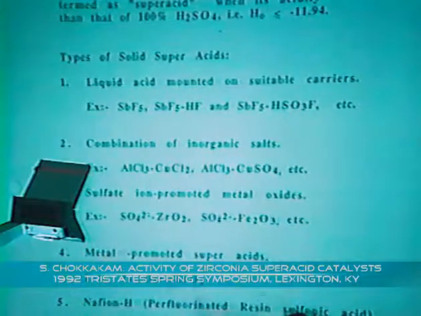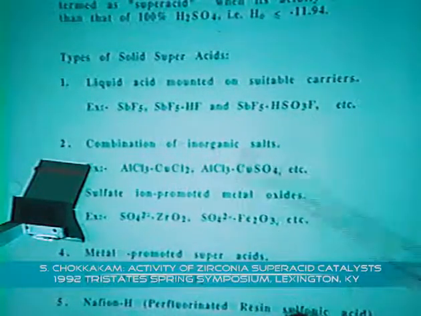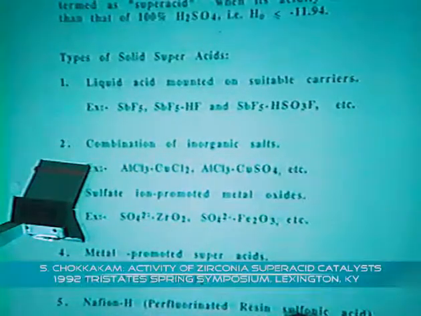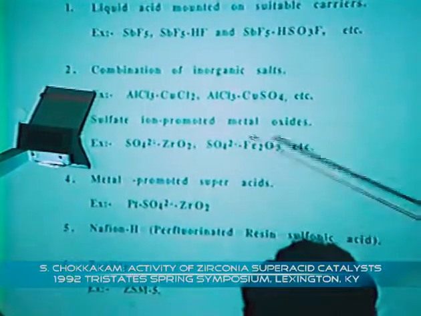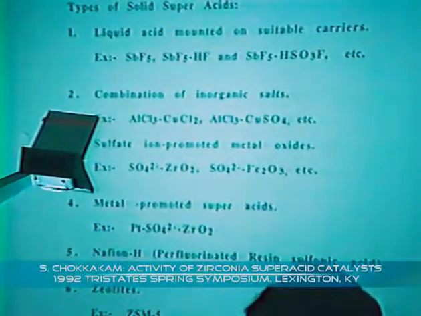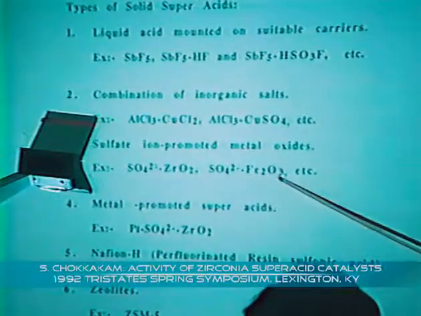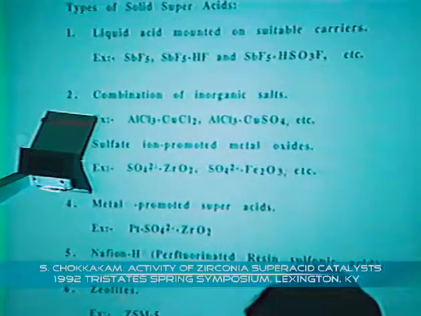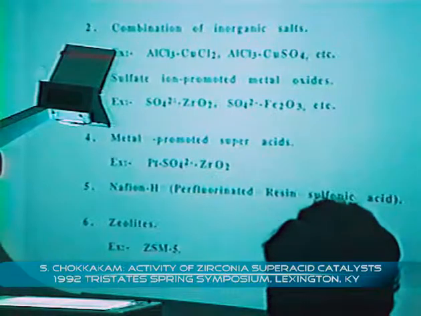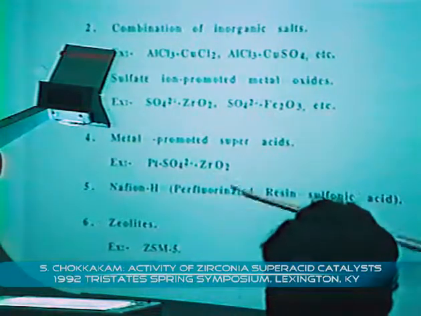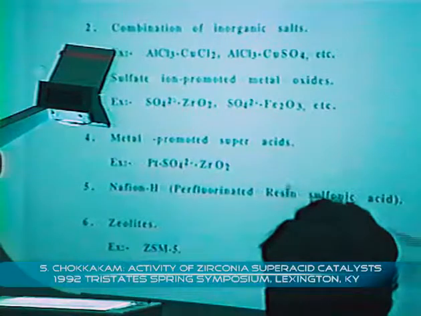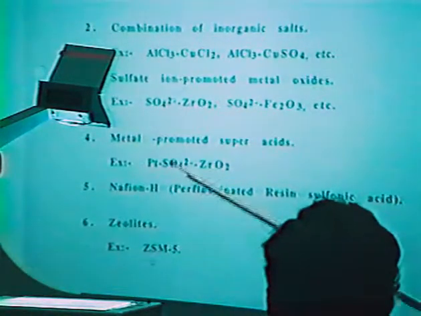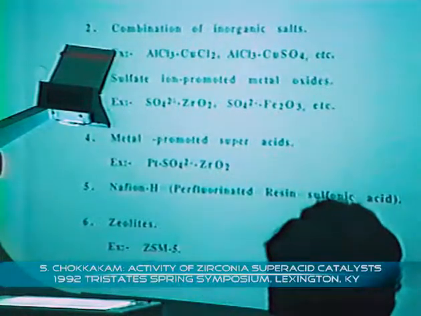Combinations of inorganics like aluminum chloride with copper chloride, and aluminum chloride with copper sulfate. Also, recently, sulfated promoted metal oxides, such as sulfated zirconia, sulfated iron oxide, sulfated TiO2, and sulfated tin dioxide, act as superacids. Also, in metal promoted superacids, the sulfated zirconia is promoted by platinum-like metals, and their performance and selectivity improve well. The well-known Nafion-H also acts as a superacid, and the well-known zeolites also come from this category.